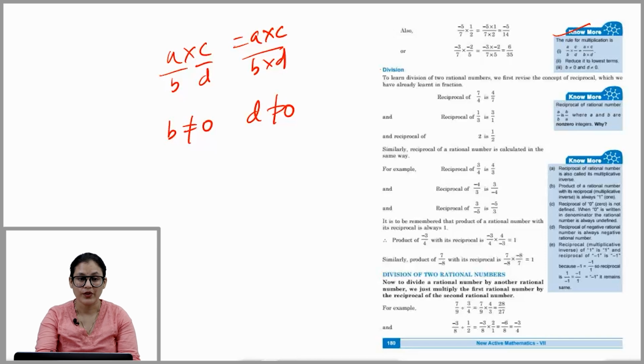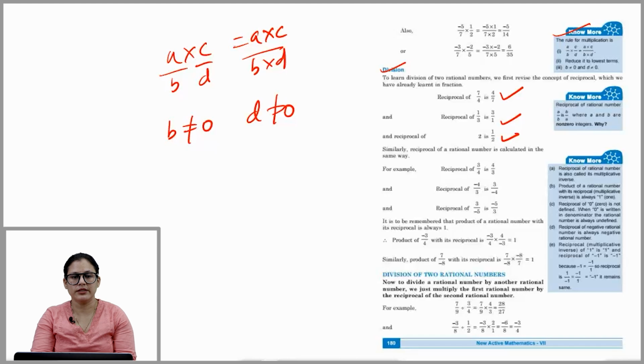Okay, now division. To learn division of two rational numbers, we first revise the concept of reciprocal, which we have already learned in fractions. Reciprocal of 7 by 4 is 4 by 7. Reciprocal of 1 by 3 is 3 by 1. Reciprocal of 2 is 1 by 2.